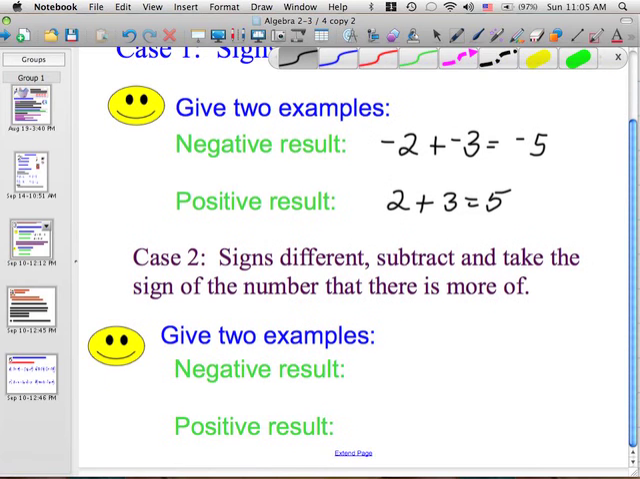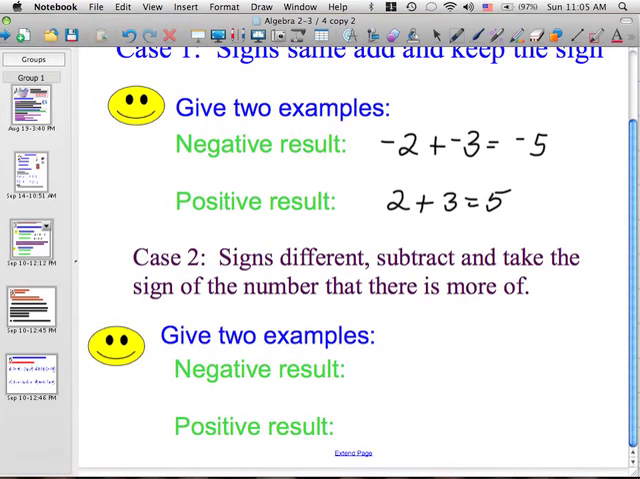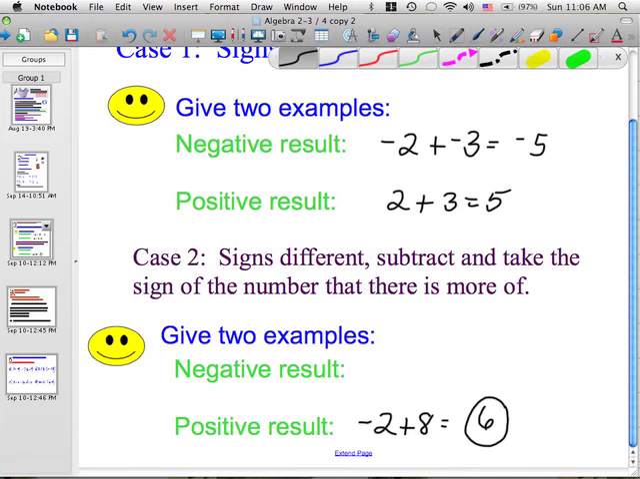If their signs are different, we subtract and we take the sign of the number that there is more of, or that has the greater absolute value that's farther from 0. Example, if I have -2 plus 8, I go 2 to the left and 8 to the right, so I subtract the two numbers and I get 6, and there's more of the 8, or 8 is farther from 0, so the answer is +6. And that would be this example.